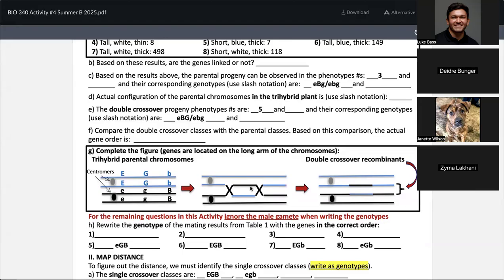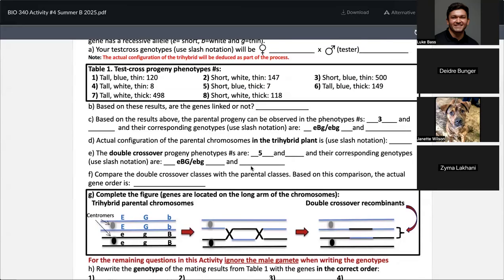Yes, yeah. Perfect. And so recombination is somewhat of a rare event. So you're more likely to have no recombination compared to one or two crossovers. Okay. Yeah, so that's why we're looking for the biggest number, because that's what's most likely going to happen: the parental genotypes are just going to stay the same. There's going to be zero recombination, and your parental progeny phenotypes will be more prevalent. Okay, that makes sense.